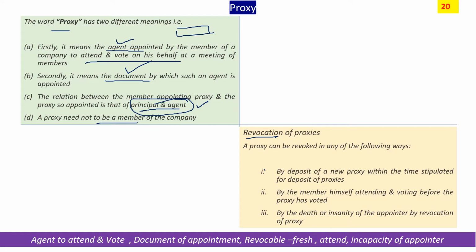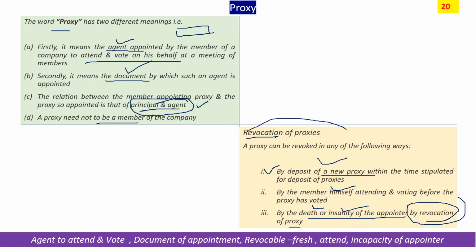Yes. Before the meeting, he can deposit a fresh form of proxy which cancels the old one. He may decide to present himself in the meeting, then the proxy is cancelled automatically. If the person who gave the proxy dies or becomes insane, then it becomes an automatic revocation. Therefore, a proxy once issued can be revoked by issuing a fresh one, or by presenting oneself directly, or by incapacity of the person who issues the proxy.